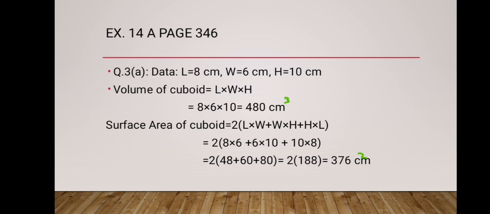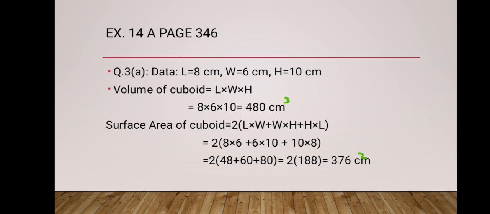Now if we have to work out the surface area of the cuboid, once again you need to recall, and you also have to memorize this formula, and that is the surface area of a cuboid is 2 times length cross width plus width cross height plus height cross length. Now in the next step, as we already have all the 3 values, we will substitute these values in this given formula. 8 multiplied by 6 plus 6 multiplied by 10 plus 10 multiplied by 8, and 2 is there outside the bracket.